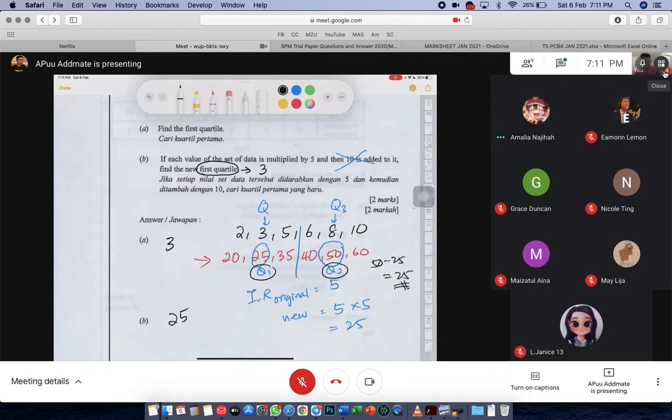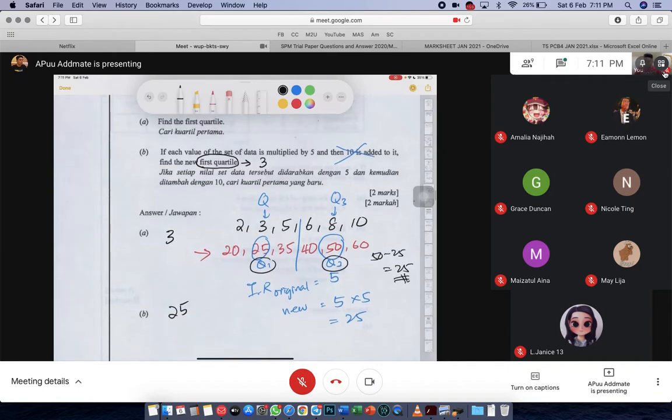Okay, alright. So done with that one. Look at question 11 pula. Question 11 Janice, soalan ini tadi kan kamu tertinggal Janice, soalan B dah 25. Do you get the answer 25? No? Oh, okay. Now, sebab soalan dia macam ni. Sebab soalan dia cakap apa? If your value of the set of data is multiplied by 5 kan? Nampak tak? Dia kata multiply by 5 and then 10 is added to it. And then dia kata find the first new quartile.